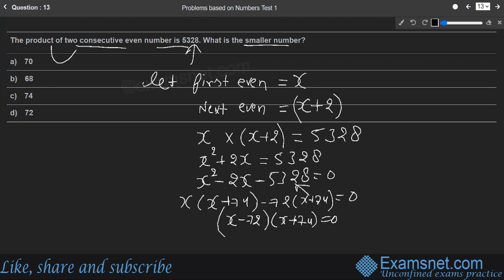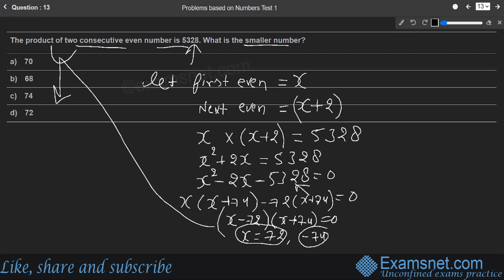So these are the two factors. One is giving the value of 72, another is giving the value of minus 74. Now, let us take the positive value only, because there is no option with a negative sign. So the first number has come out to be 72, and the next number should be x plus 2, that is 72 plus 2, that is 74. Then he had asked for the smaller number, so clearly our smaller number is 72. Option D is right.